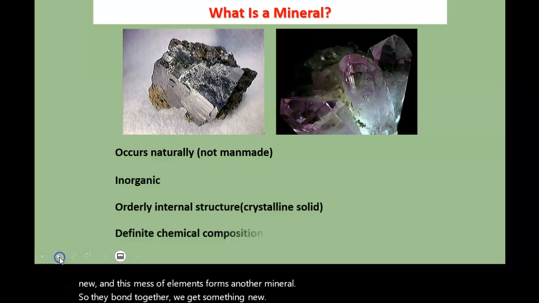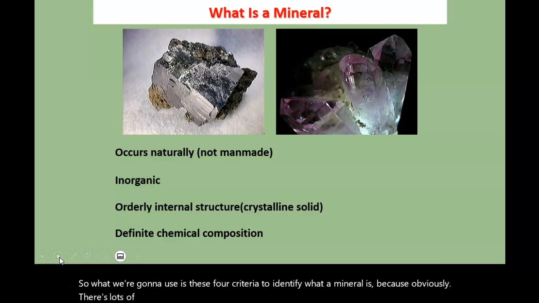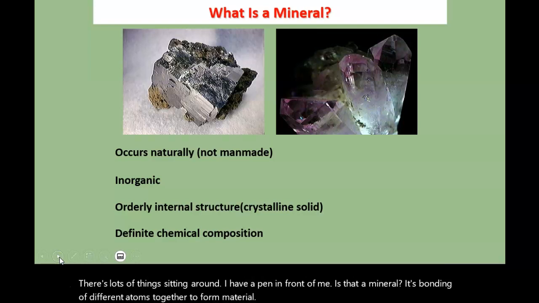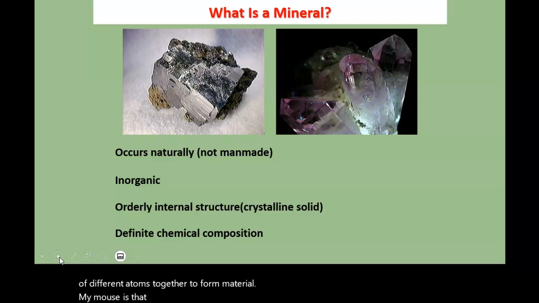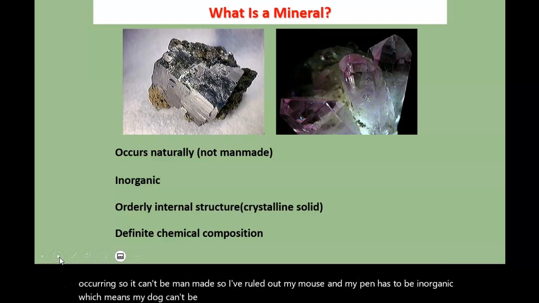So what is a mineral? What we're going to use is these four criteria to identify what a mineral is, because obviously there's lots of things sitting around. I have a pen in front of me. Is that a mineral? It's bonding of different atoms together to form material. My mouse, is that a mineral? My dog? So how do we know? Well, here's the criteria. It has to be naturally occurring, so it can't be man-made. So I've ruled out my mouse and my pen. It has to be inorganic, which means my dog can't be a mineral, so we've ruled him out.